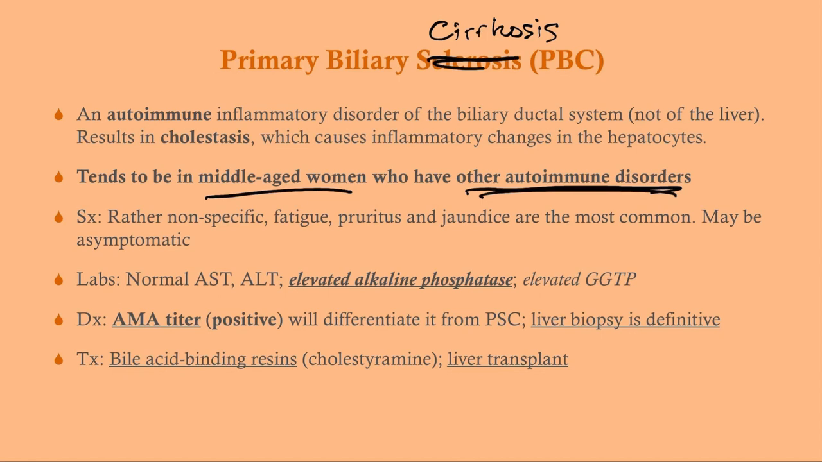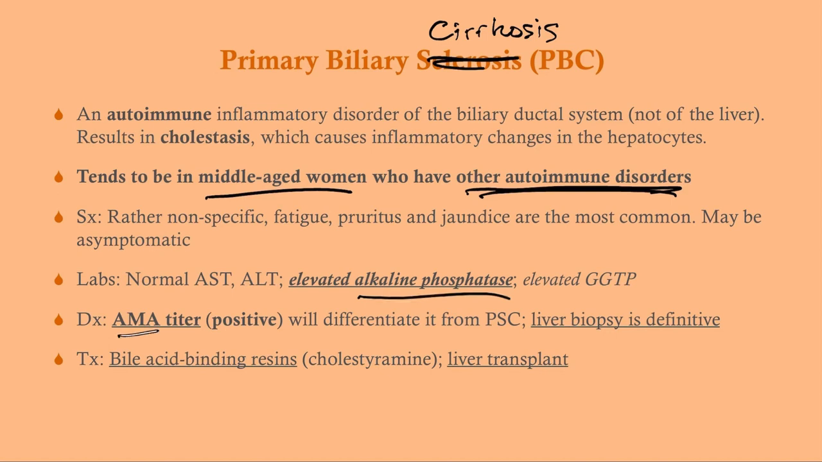Again, very similar symptomatic profile here. Non-specific, some pruritus or jaundice, ultimately going on to cirrhosis, but early on, very non-specific symptoms. You get your liver function tests. Again, this is ductal, so you see elevated ALK phos. All right, you're not going to see the elevated ASTs and ALTs that you see in hepatitis.